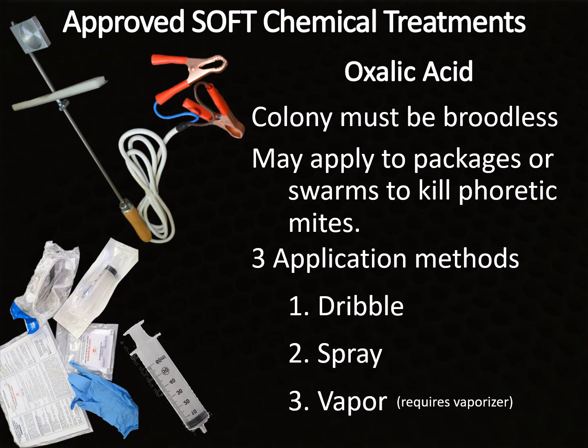Your application methods are your dribble, spray, and vapor. The vapor requires a vaporizer, which is essentially like a flat plate that gets hot. And your dribble is done with a turkey baster or a large syringe, and you essentially just dribble it over the colony.